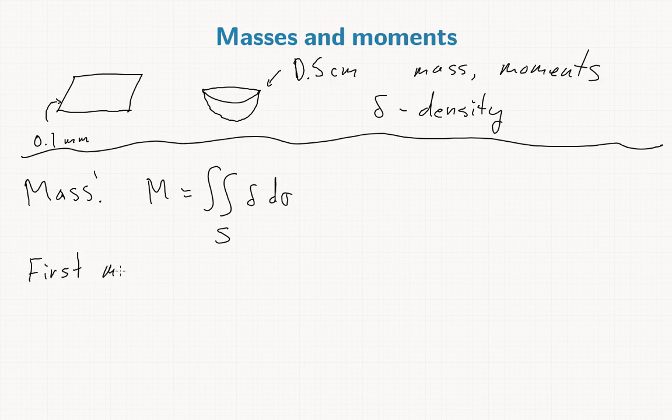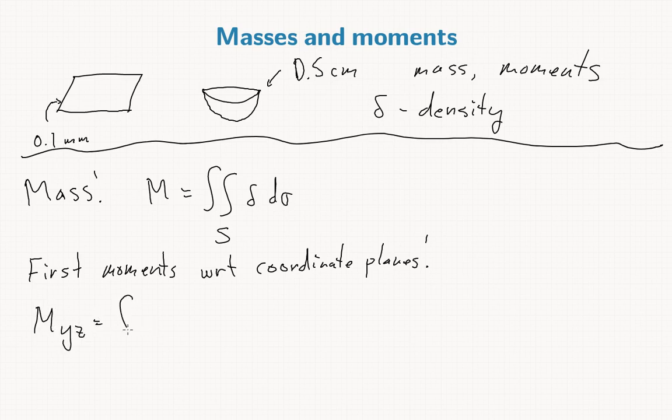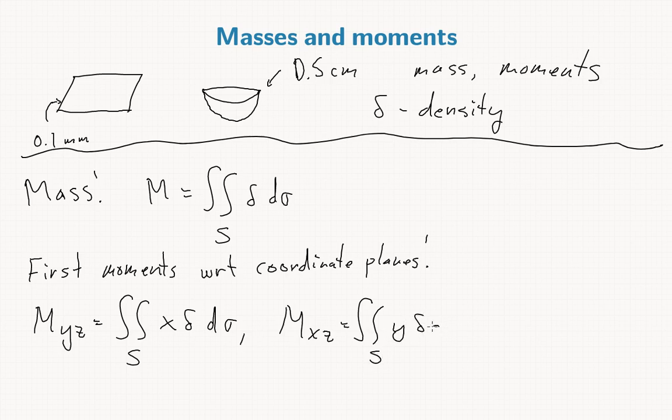The first moments with respect to the coordinate planes are going to be: m yz is the integral over S of x times delta d sigma, m xz is the integral over S of y delta d sigma, and m xy is the integral over S of z delta d sigma.